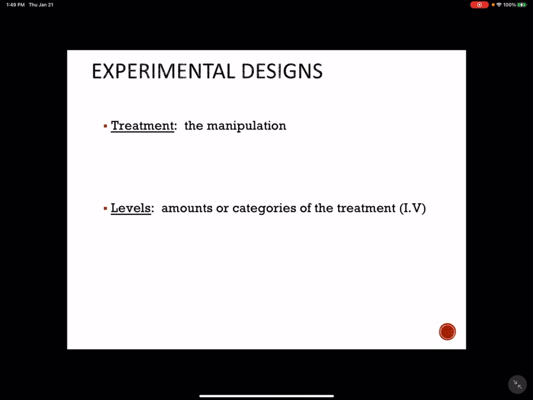So a couple more terms you need to know. Treatment is the manipulation. So in this case, the manipulation is cigarette smoke. And then levels of the treatment are the amounts or categories. They're getting no smoke, 1 cigarette worth of smoke a day, 2, 3, or tons and tons of smoke. So those are the levels. The levels are the amounts or categories of the treatment. And the treatment is the manipulation, or in other words, it's our independent variable. It's what the experimenter is changing to see how it affects the dependent variable.